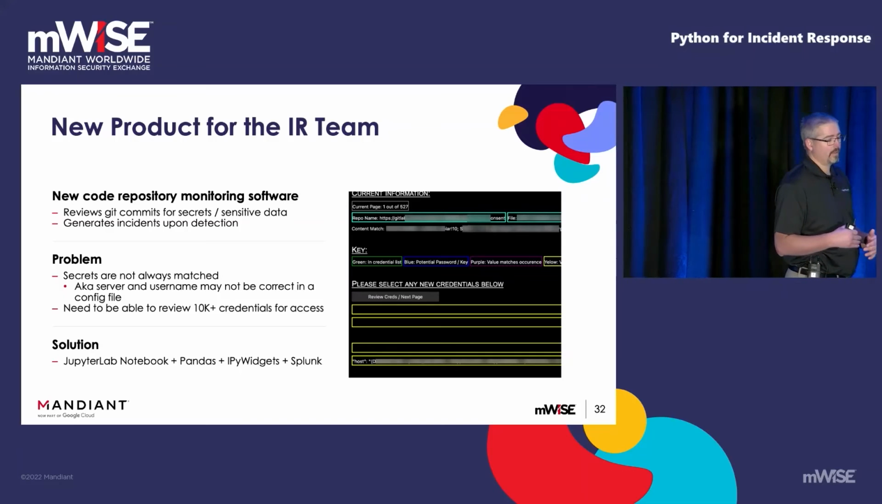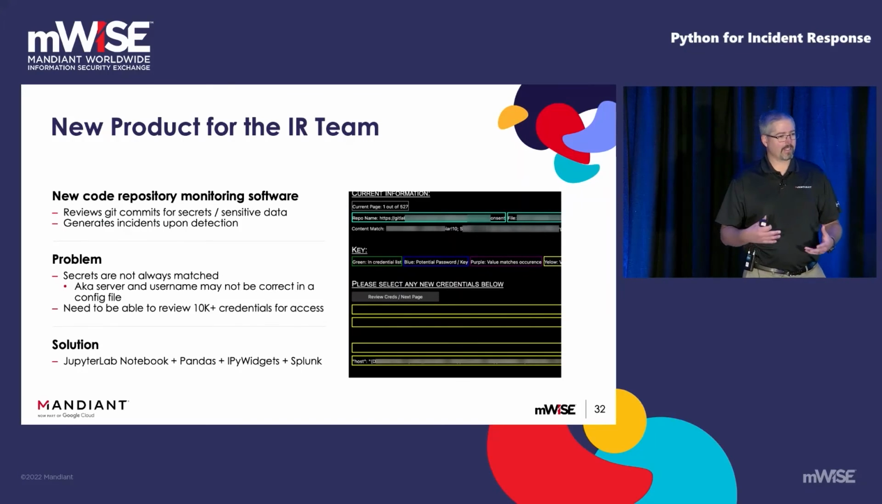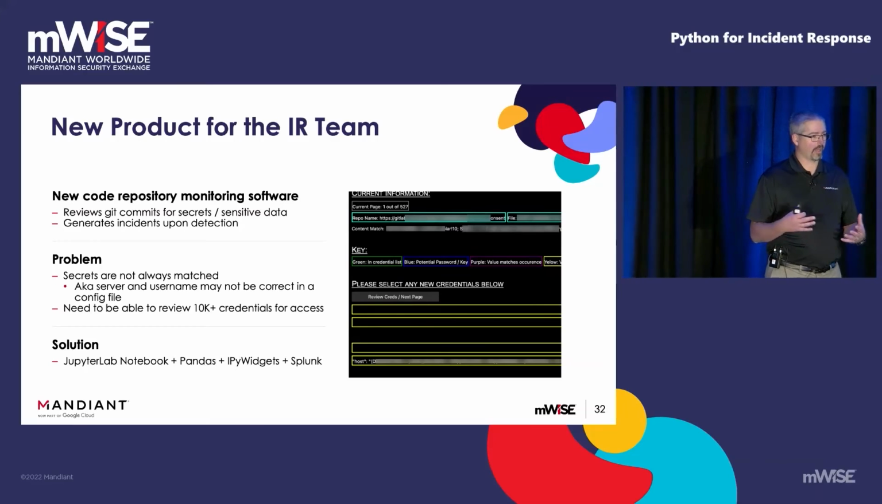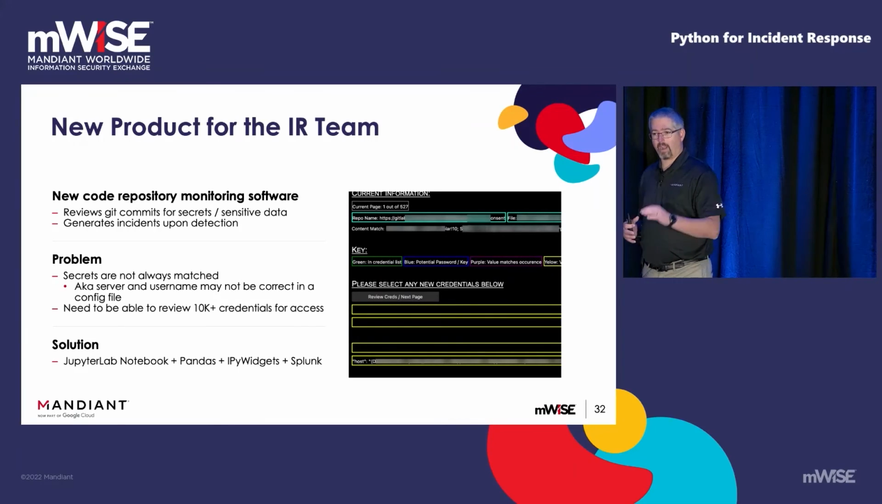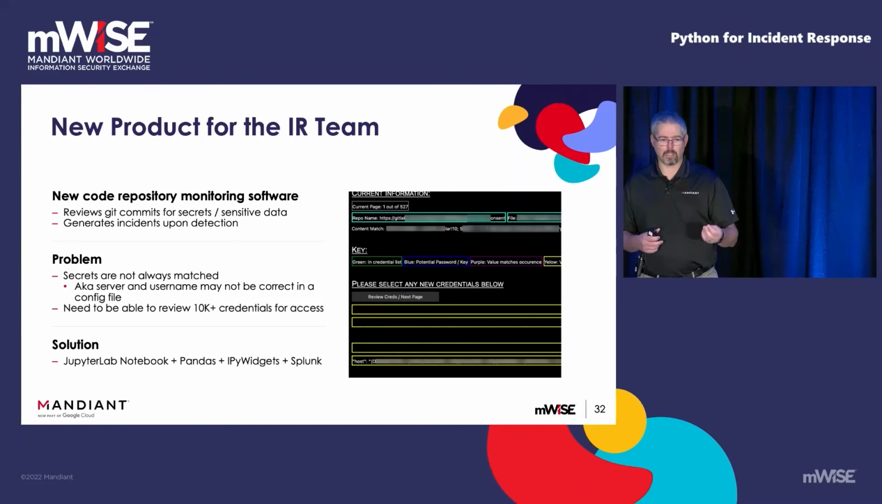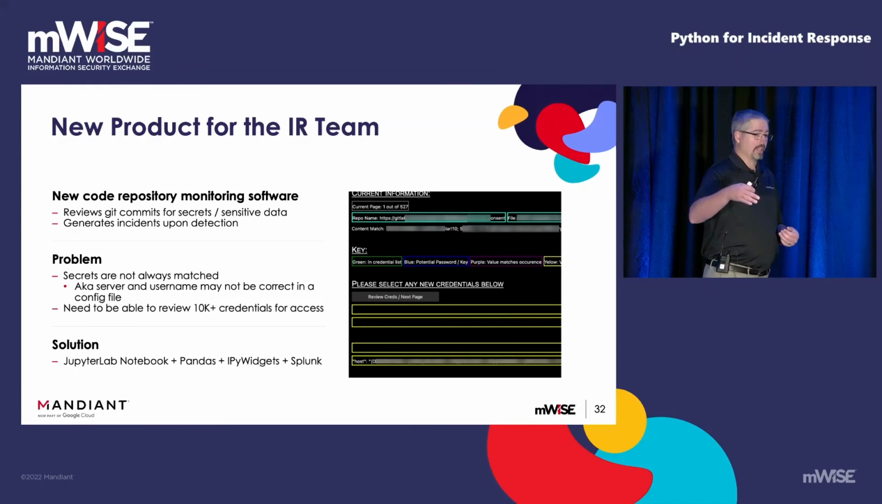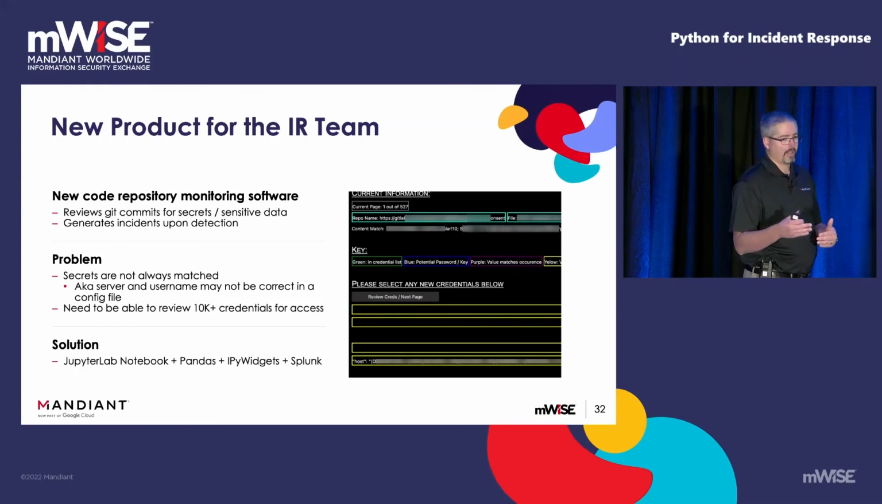So what do we do? We started analyzing a little bit of the data and realized that the product is great at detecting credentials, but not great at pairing them. So we had no idea what that username actually went to. Was it an actual Oracle, or was it some other connection inside the same config file? And that's what we were seeing.